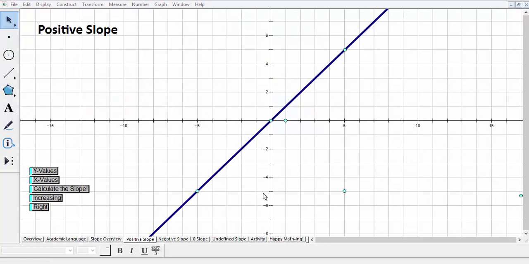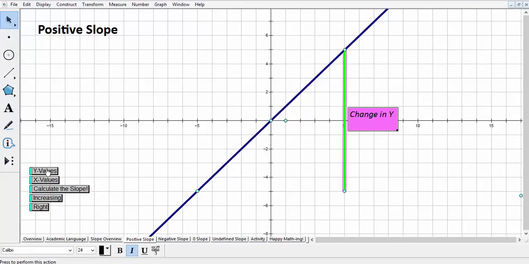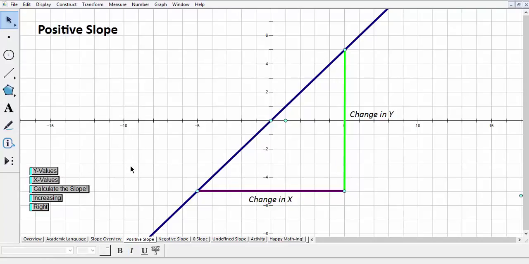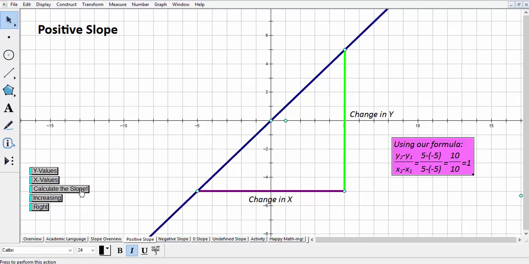So first we're going to look at the positive slope. So we have our line here, as you can see, and here we have our y values. This green line represents the change in y, and here we have our x values that represent the change in x between the 2 points that I have chosen. And now we're going to calculate the slope. Again, you don't have to know how to do this part exactly, but it's going to help illustrate our point.